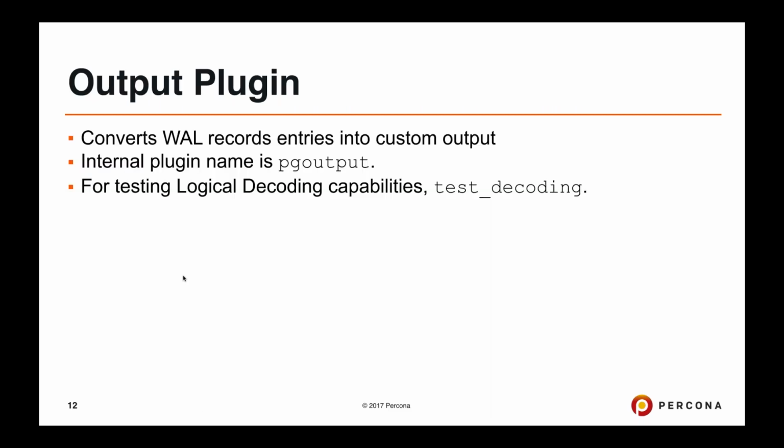So the output plugin is the same as test_decoding, but it's a bit more complex. Test_decoding is an output plugin, and the plugin for the logical replication is pgoutput.